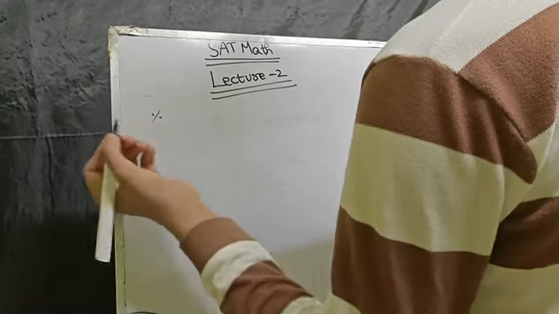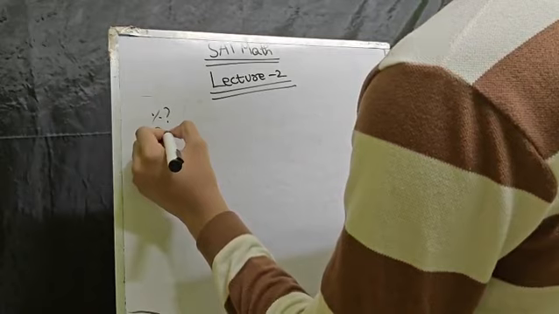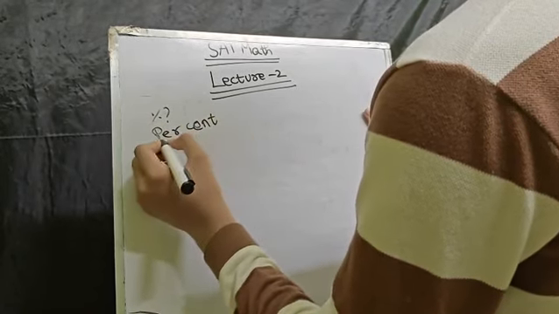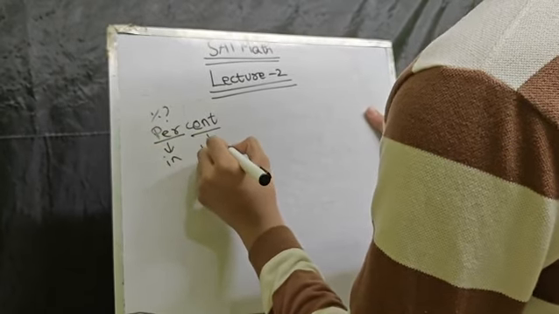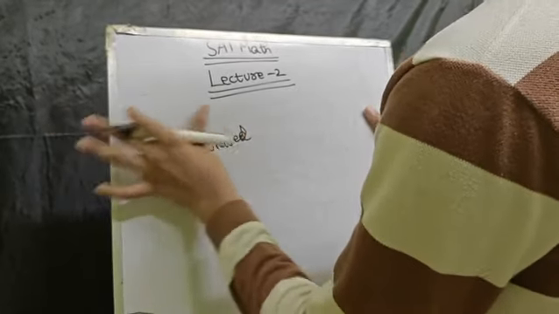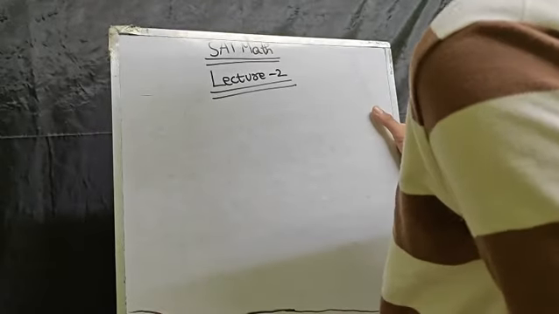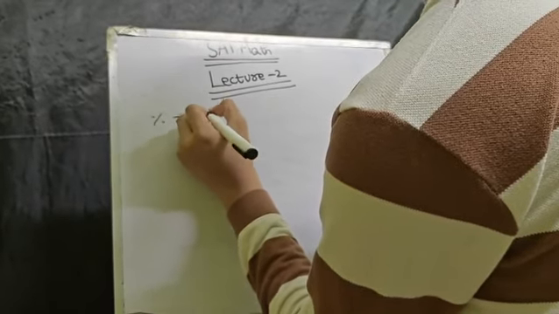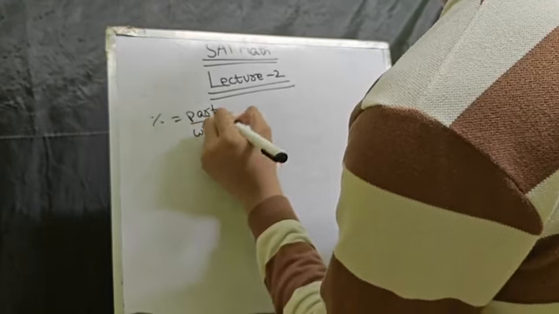So first of all, percentage. What is percentage? Per means percent, in 100. Percent means in 100. So percentage equals part by whole into 100.